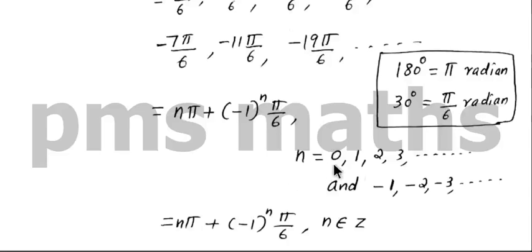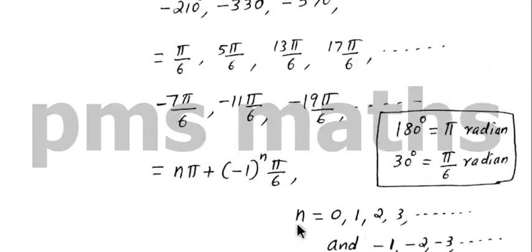When n is equal to 0, 1, 2, 3, etc. and minus 1, minus 2, minus 3, etc. It means substitute n is equal to 0 here. Then simplify. We will get this pi by 6. n is equal to 0 means 0 into pi, 0. Here minus 1 raised to 0. Any number raised to 0 is 1. That is 1 into pi by 6. Here 0 plus pi by 6 is pi by 6. This pi by 6 will be got.